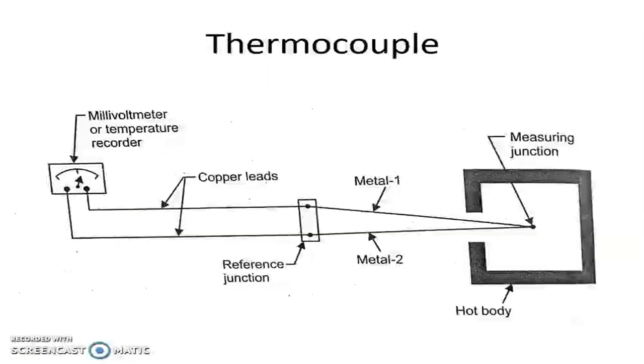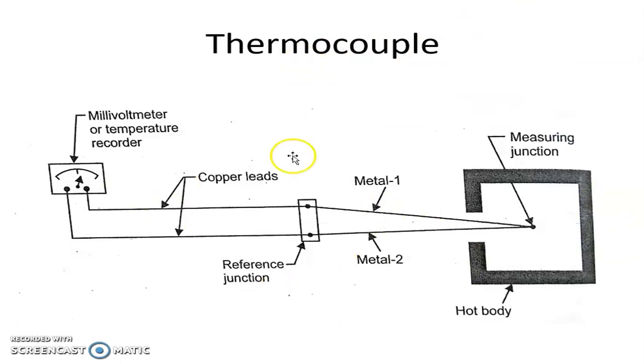Now let us see thermocouple thermometers. For the measurement of temperature below 650 degrees Celsius, normal thermometers or filled thermometers can be used. Now if the temperature is very high, that is above 650 degrees Celsius, then filled thermometers are unsuitable. So for the measurement of a higher range of temperatures, we use thermocouples and pyrometers. So let us see thermocouples first.